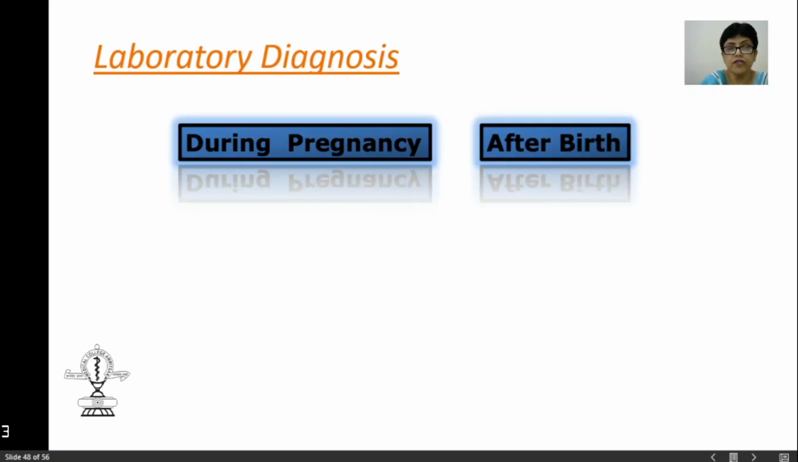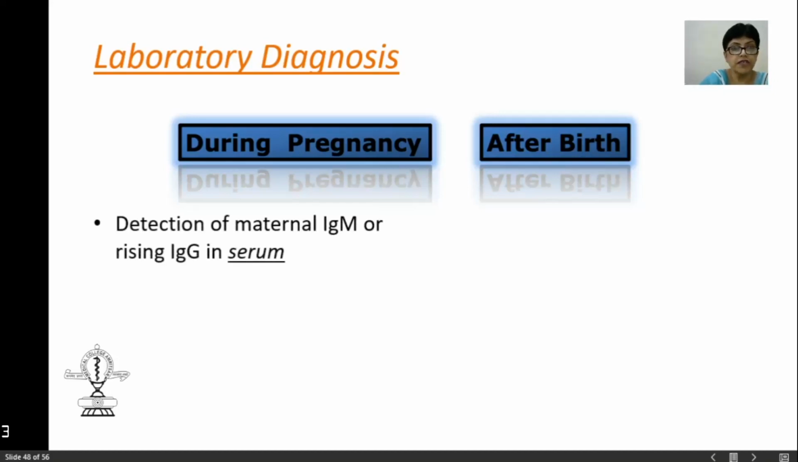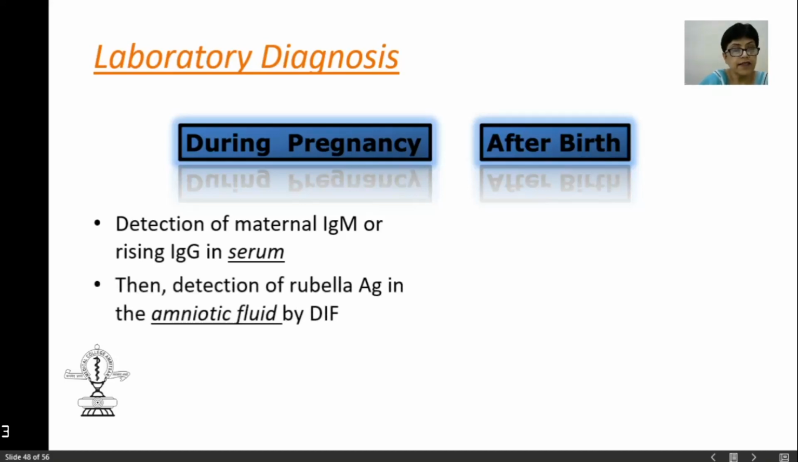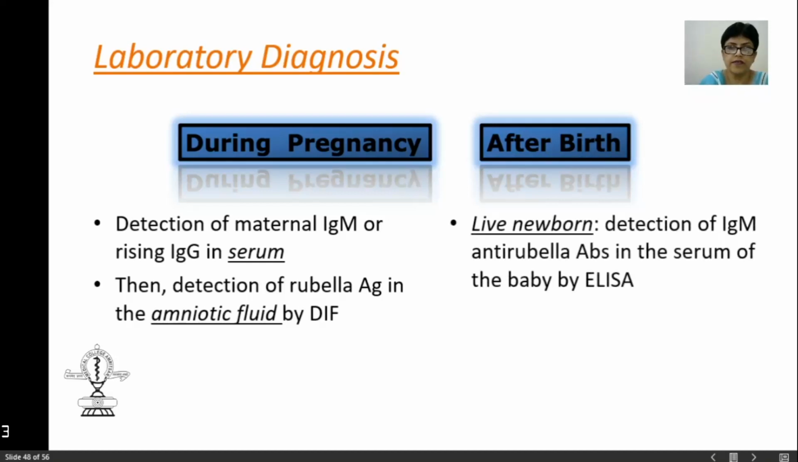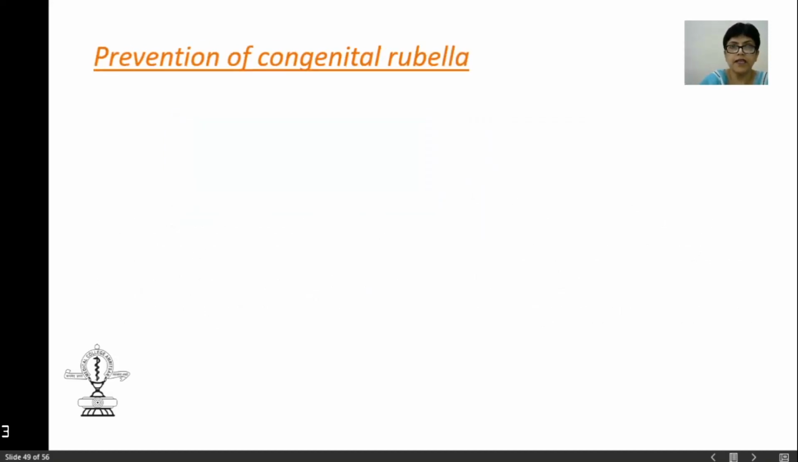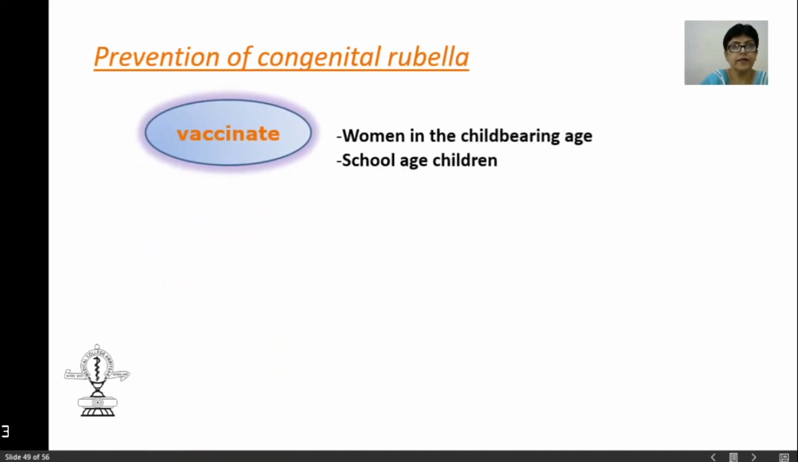Laboratory diagnosis for rubella infection during pregnancy and after birth is detection of maternal immunoglobulins or rising immunoglobulin G in serum. Then detection of rubella antigen in the amniotic fluid by direct immunofluorescence. In a newborn child, we detect IgM anti-rubella antibodies in the serum by ELISA. If the child happens to be born still, then the virus can be isolated in monkey kidney cells.